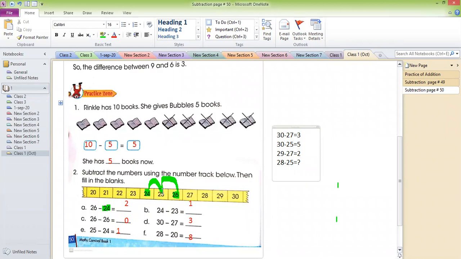Did you find 25 now? Yes. So how many steps did you go back? 3. So what is the answer? 3. Very good. 28 minus 25 equals 3. The next question I ask these guys: 26 minus 24 equals dash.